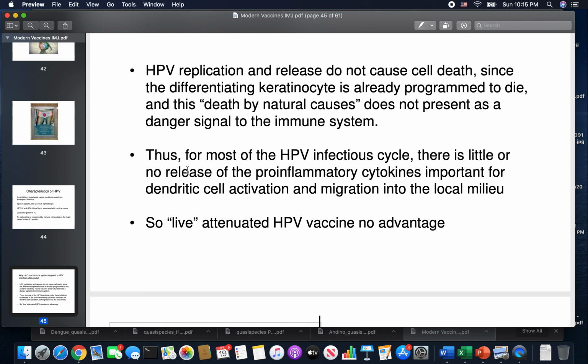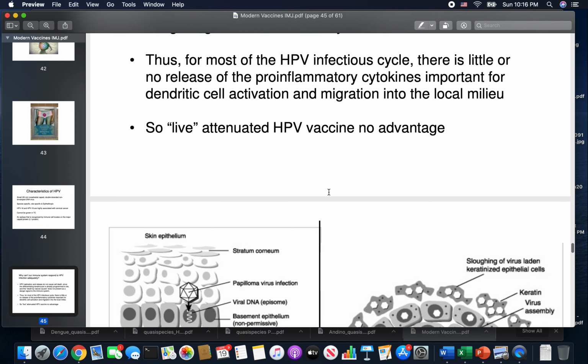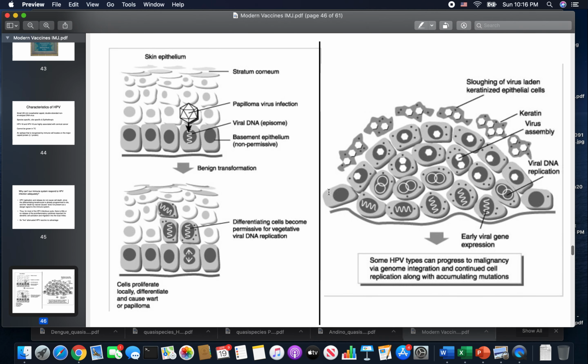So for most of the HPV infectious cycle, there's little or no way that the cell can actually recognize them, and so there are no pro-inflammatory cytokines released. And so there's no way to present this to the immune system, and so it just goes undetected because it's inside of a regular cell that appears to be doing its job. And it's not until that cell is all the way on the outside, about ready to come loose and fall off, that's when the virus actually comes out. And that's a time at which the immune system essentially can't see it. And so that's why we don't do a good job of preventing this.